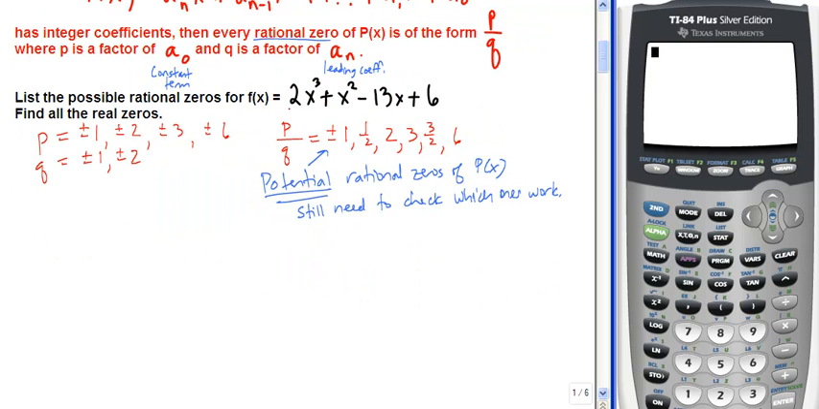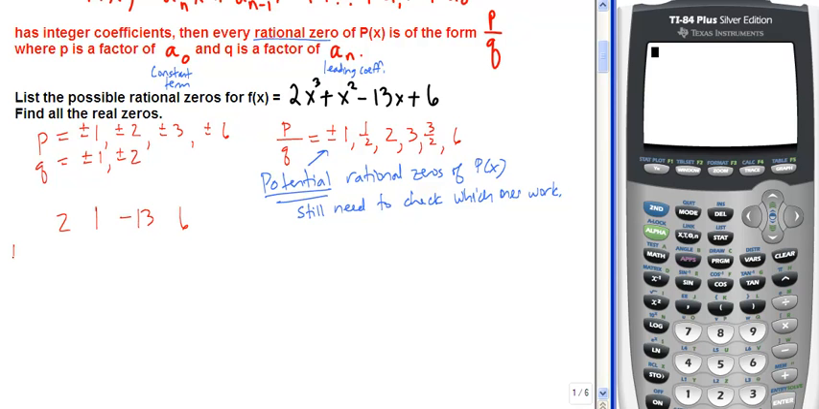So synthetic division uses the coefficients of our original function here and just lists them across the top. Make sure you're going in descending order and make sure that you have used every possible term. If there's any powers that are missing, you need to have a coefficient of 0 to hold its spot. So my coefficients are 2 for the cubic, 1 for the x squared, negative 13 for the x, and 6 for the constant. And I'm going to try and see if 1 is a 0.